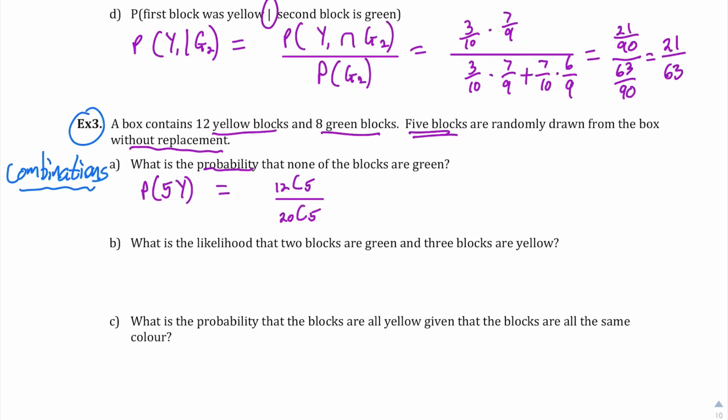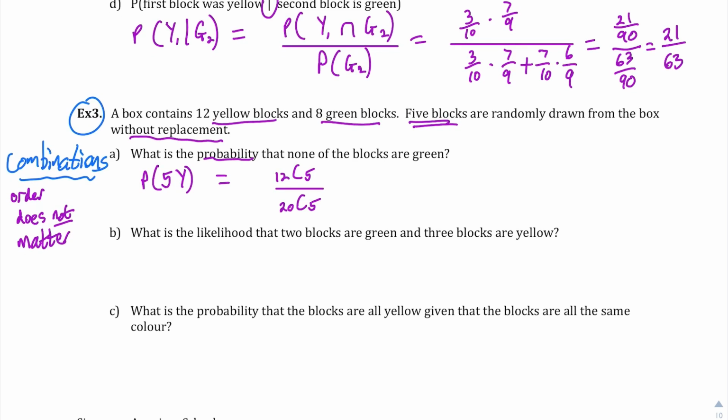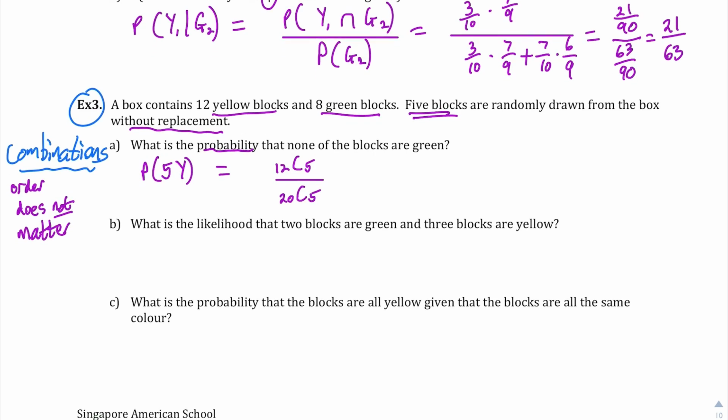Also keep in mind that when we're talking about combinations, combinatorial numbers, we are talking about instances where order does not matter. This is different from permutations where order does matter. In this case, we're just asking for different combinations and we don't care in what order we get them.